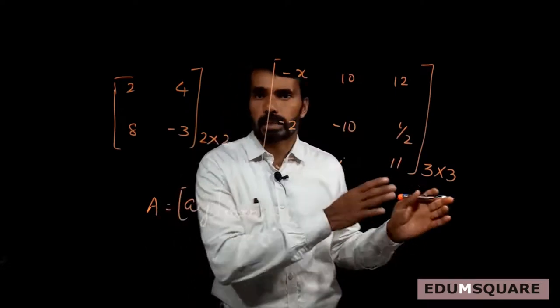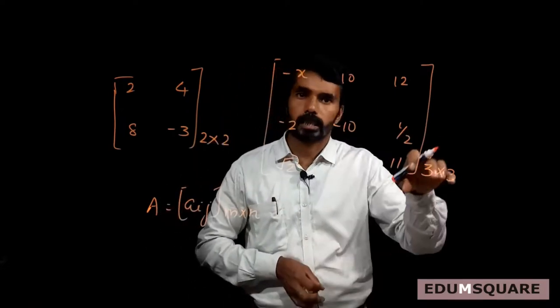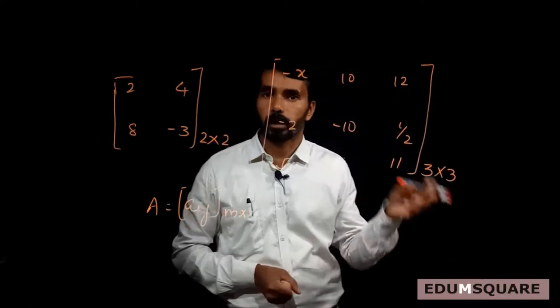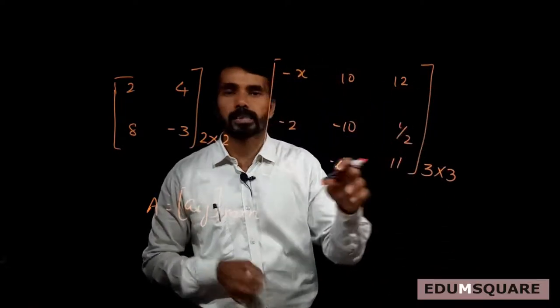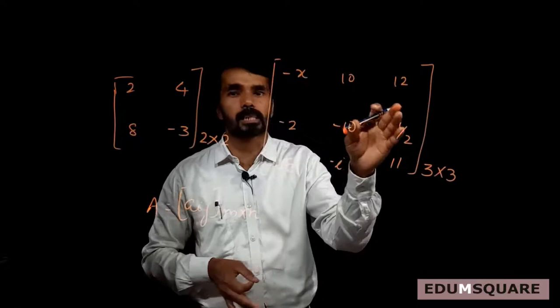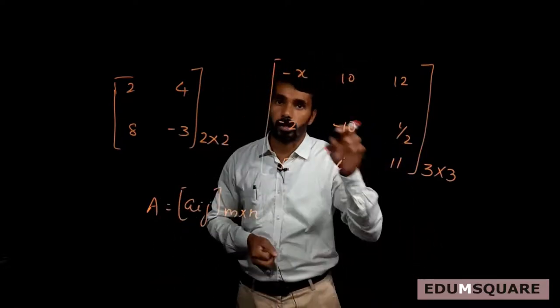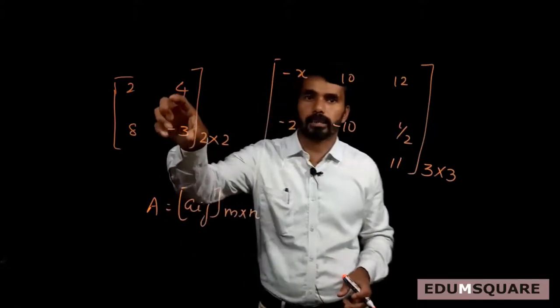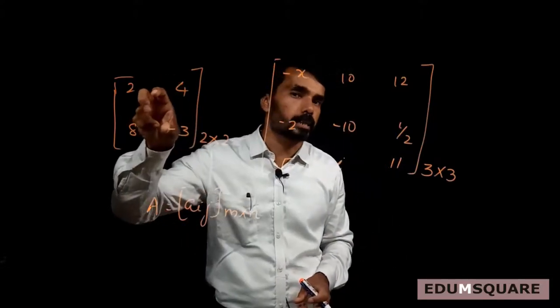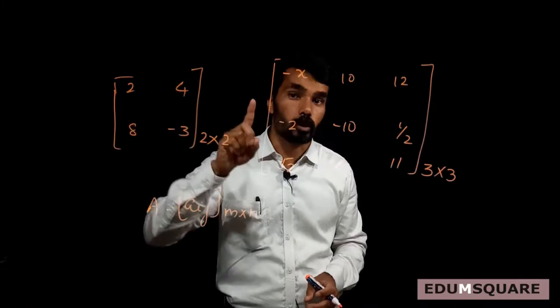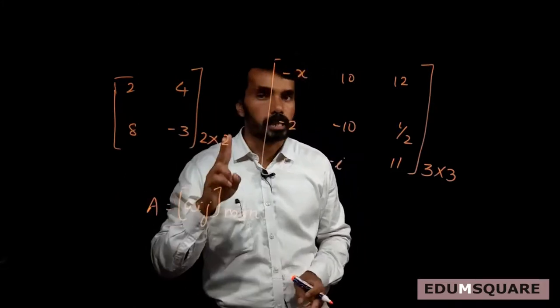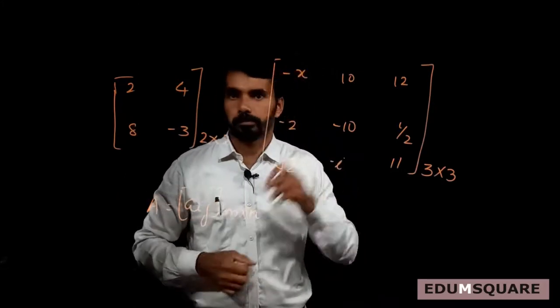No need to say 3 by 3 matrix. Since the number of columns and number of rows are equal, while we say the order of the matrix, we just say this is a square matrix of order 3. Like that, let us say this is a square matrix of order 2. This is a square matrix of order m.